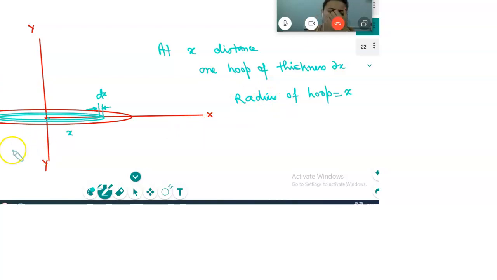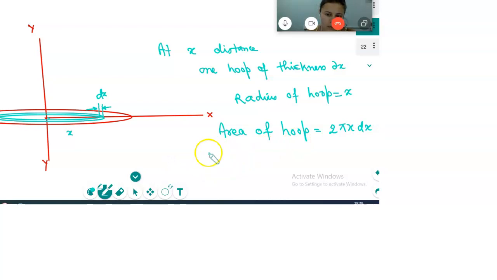See, 2πr is the length, correct? And dx we have as thickness, so it becomes a rectangle. This is the whole length, and this thickness becomes the width. So please tell me the area of my hoop. 2πr, and r is x. So 2πx dx. Good.